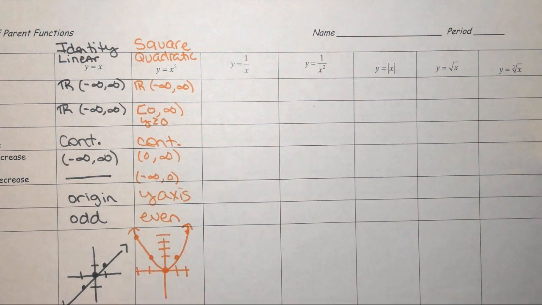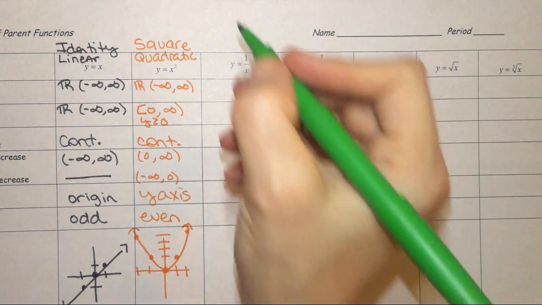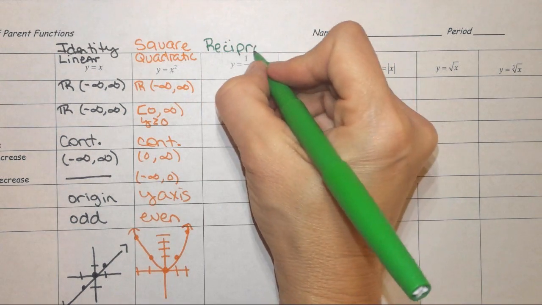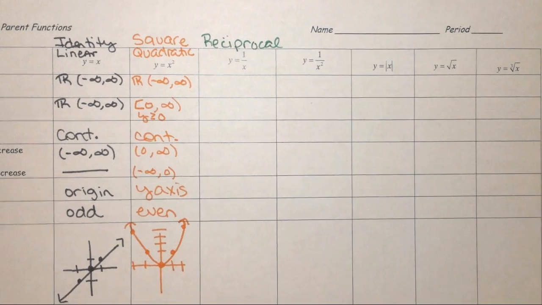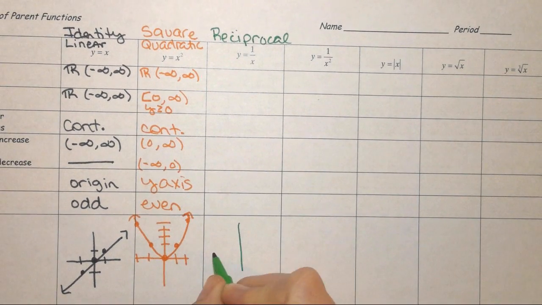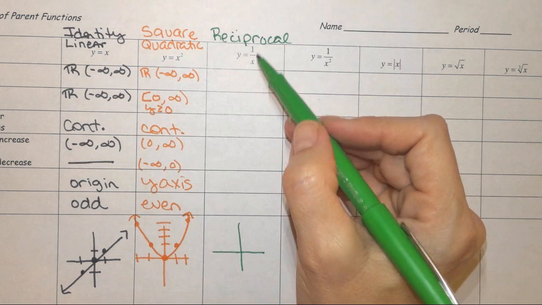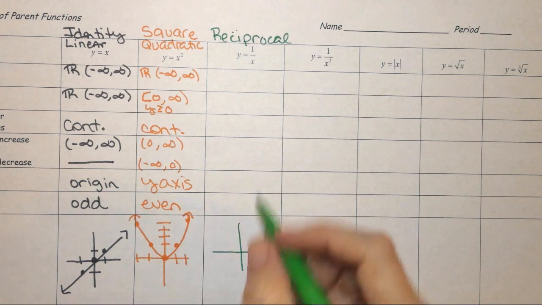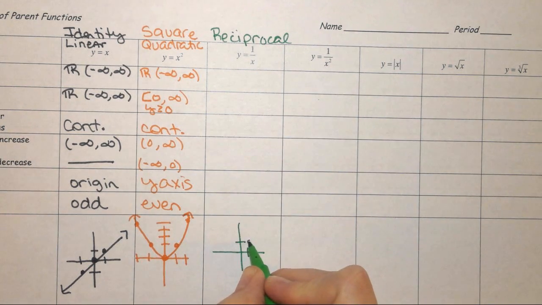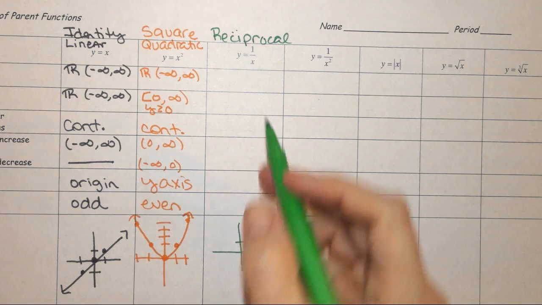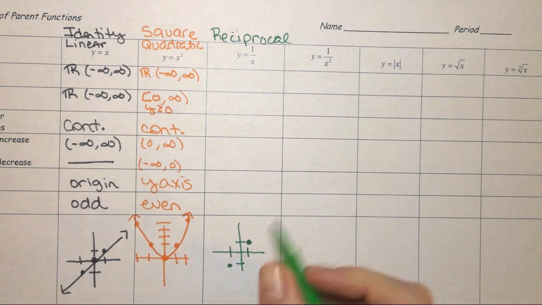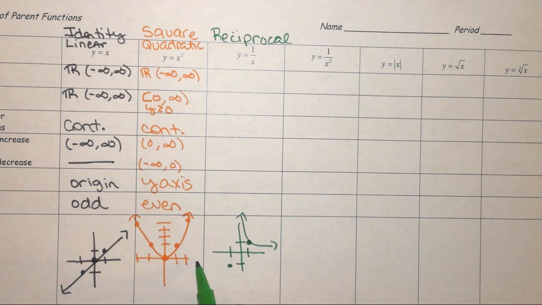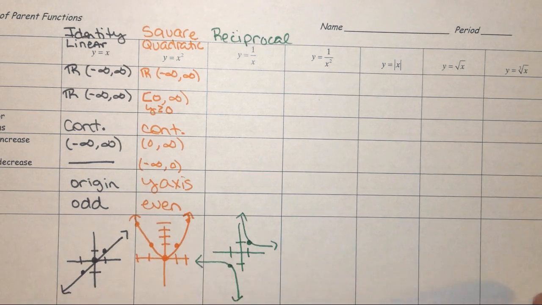The next function we're going to look at, this 1 over x function, is called your reciprocal function. We're going to do a lot with this later on, but right now we're just going to learn the basic function. So for the reciprocal function, if I plug in 0, 1 divided by 0 is undefined. So at 0, there's an asymptote. If I plug in 1, 1 divided by 1 is 1. If I plug in negative 1, 1 divided by negative 1 is negative 1. So this graph approaches the y-axis and approaches the x-axis from both directions, but it never touches.